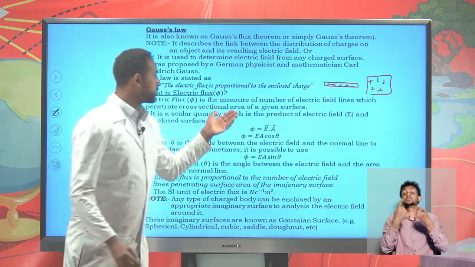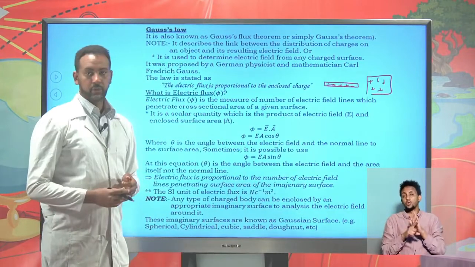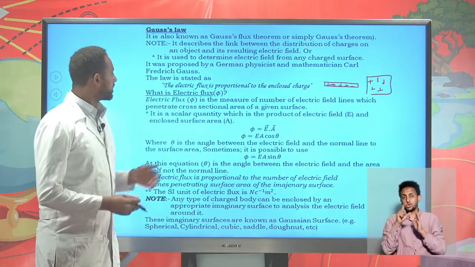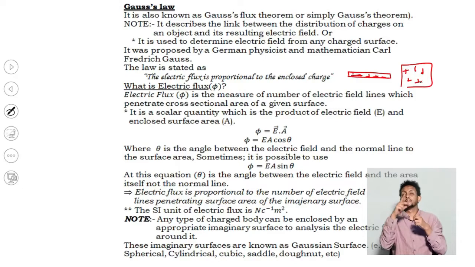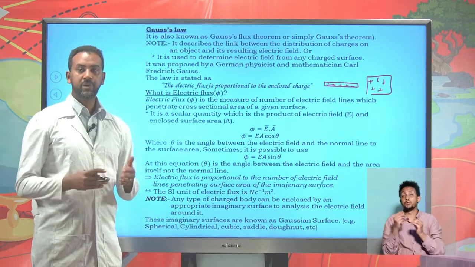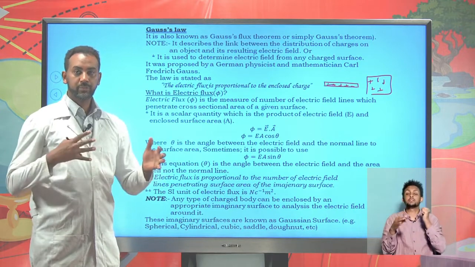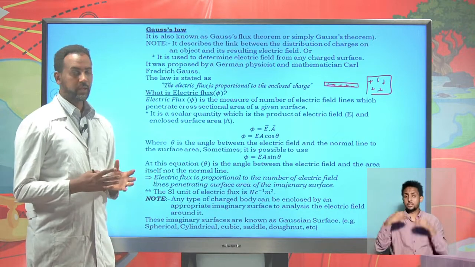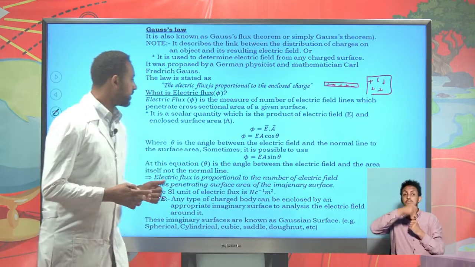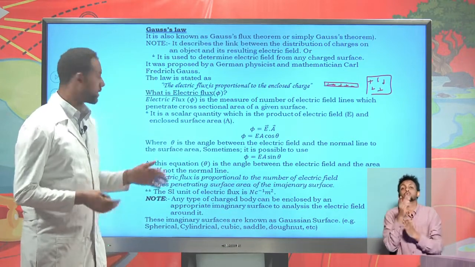It's possible to use a law known as Gauss' law. It says that the electric flux is proportional to the enclosed charge. This is what Gauss' law states. But what do you mean by electric flux? Electric flux is expressed using the Greek letter phi, and it is a measure of the number of electric field lines which penetrate a given cross-sectional area.